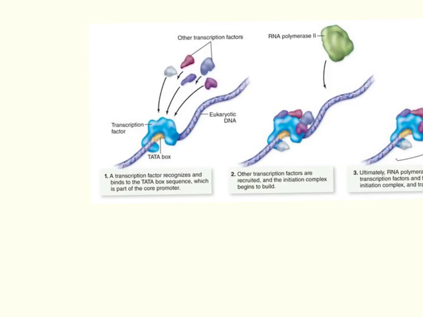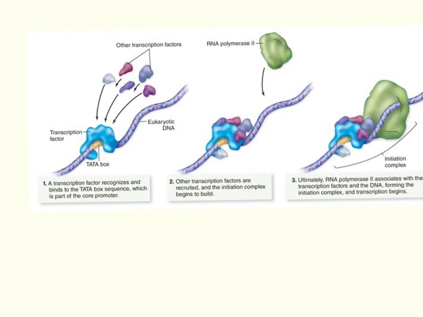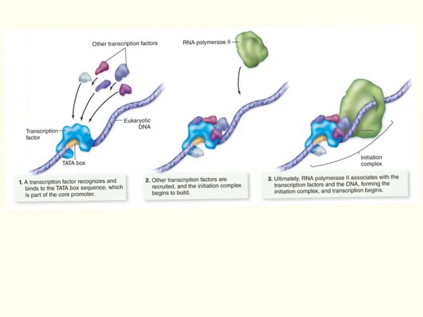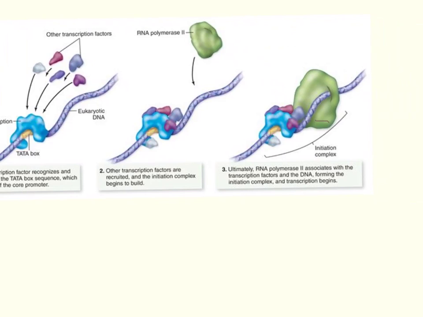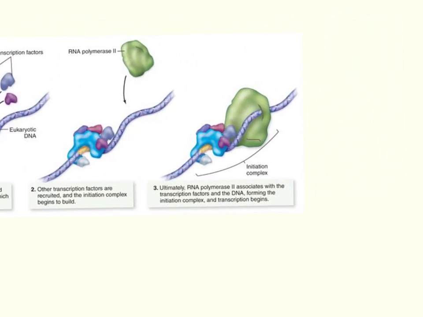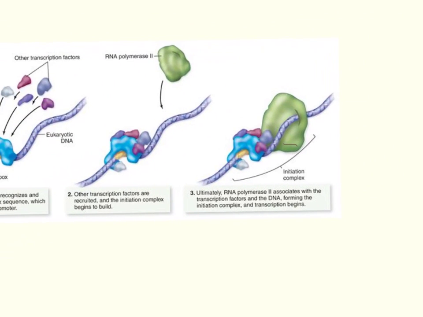When that initiator is formed, the RNA polymerase comes along. The RNA polymerase is what makes more RNA. This whole complex, the RNA polymerase and the initiation factor, the transcription factor, all become what's known as the initiation complex. And from that initiation complex is where the mRNA is formed.